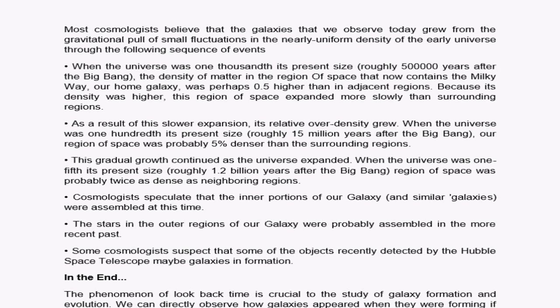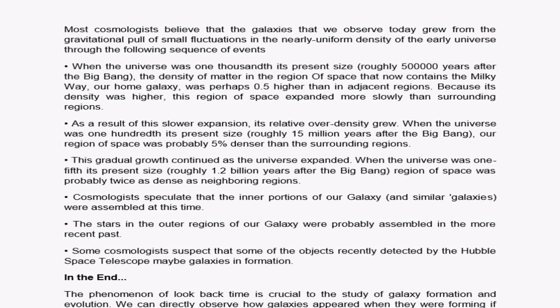When the universe was 1,000th its present size, roughly 5 lakh years after the Big Bang, the density of matter in the region of space that now contains the Milky Way, our home galaxy, was perhaps 0.5% higher than the adjacent regions. Because its density was higher, this region of space expanded more slowly than surrounding regions. As a result of this slower expansion, its relative over density grew.